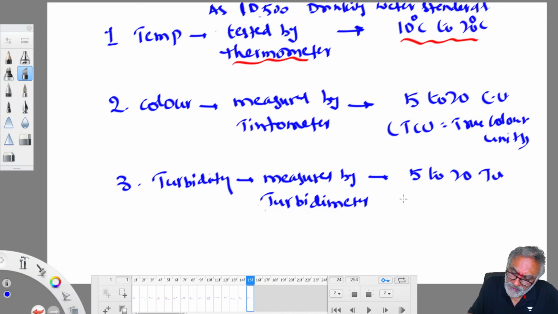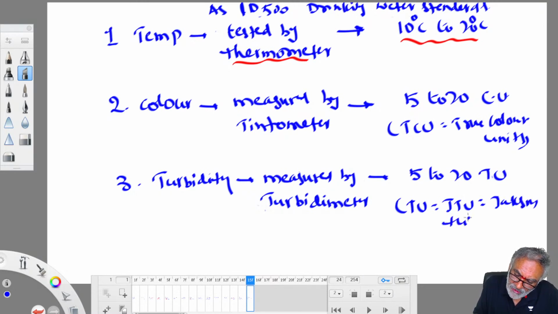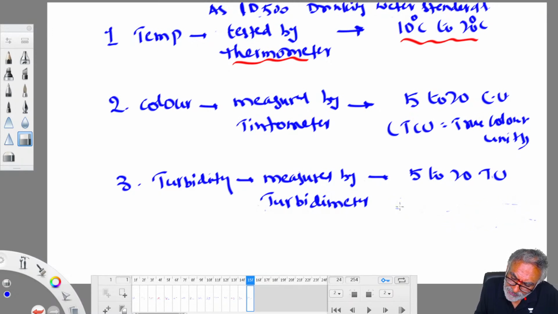Turbidity is expressed in terms of TU, turbidity units, or JTU, Jackson turbidity units. Generally, the turbidimeter is known as a nephelometer. When you use a nephelometer, the nephelometric units we express in terms of NTU. That's why general turbidity units, TU, could be JTU or it could be NTU.